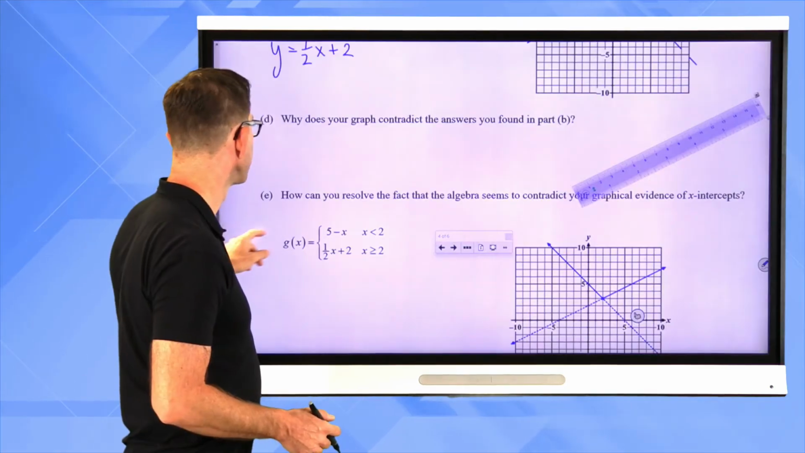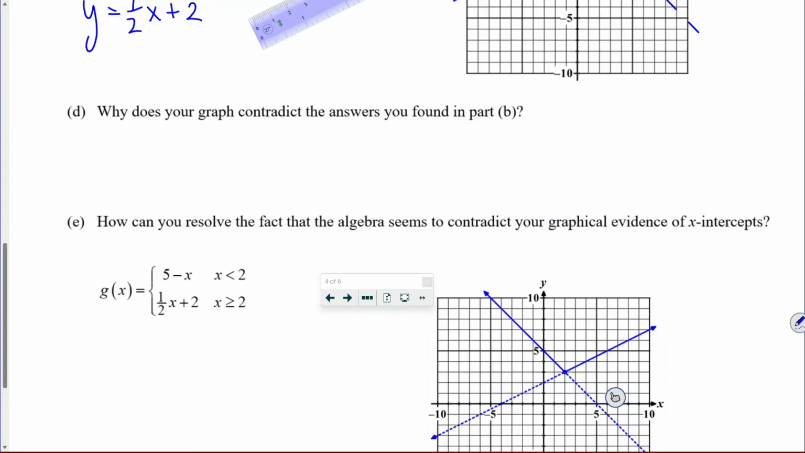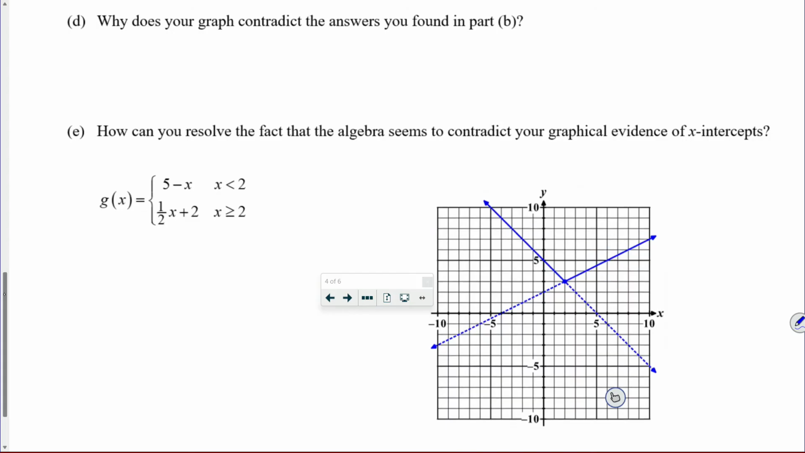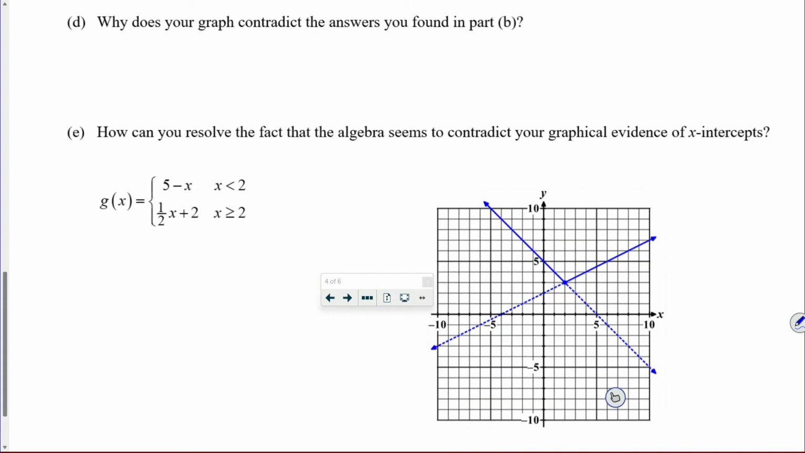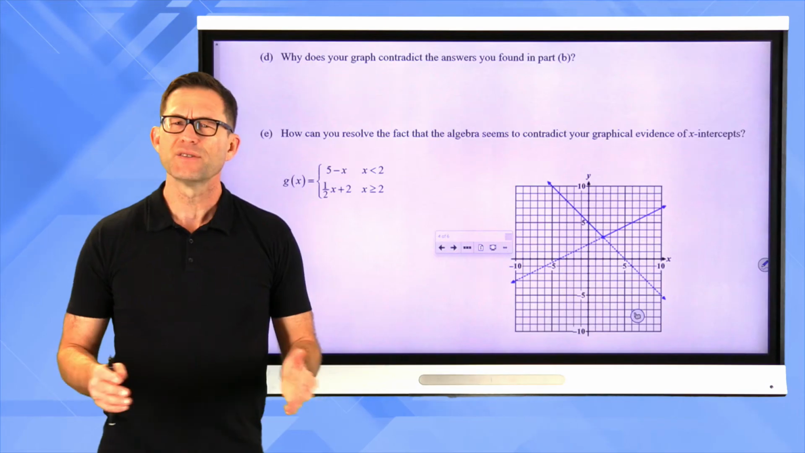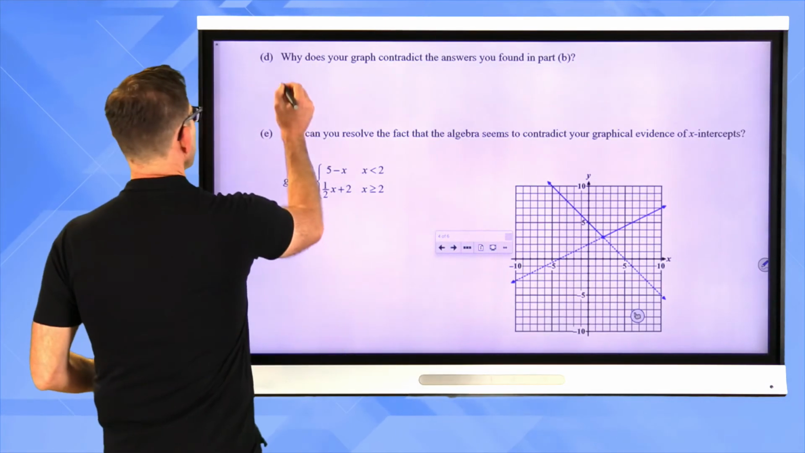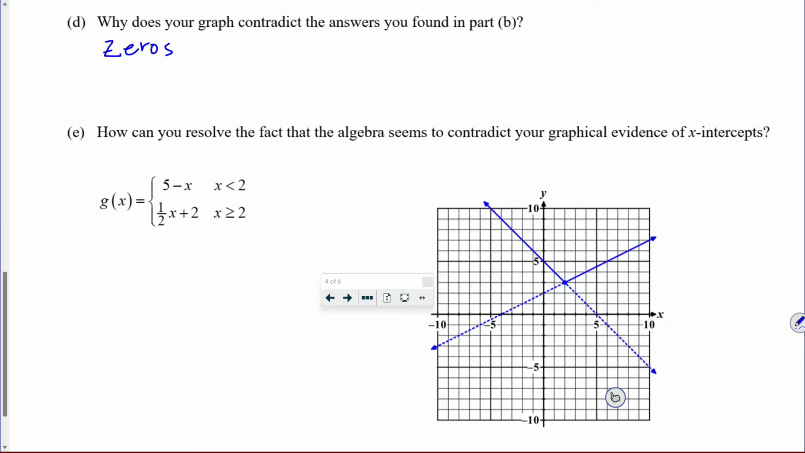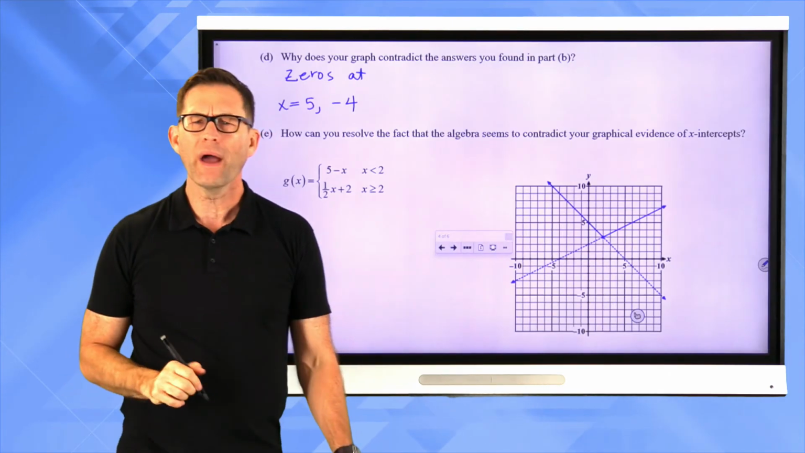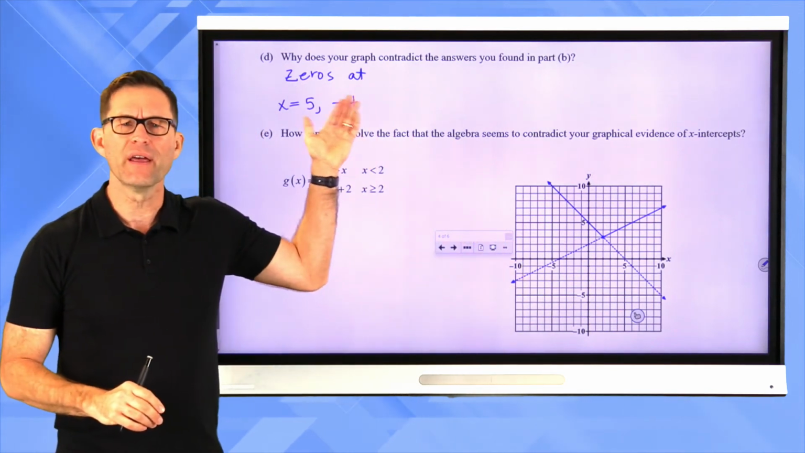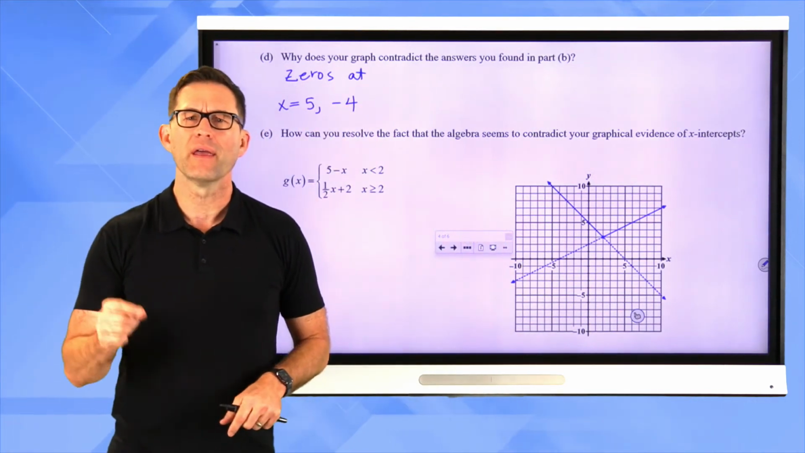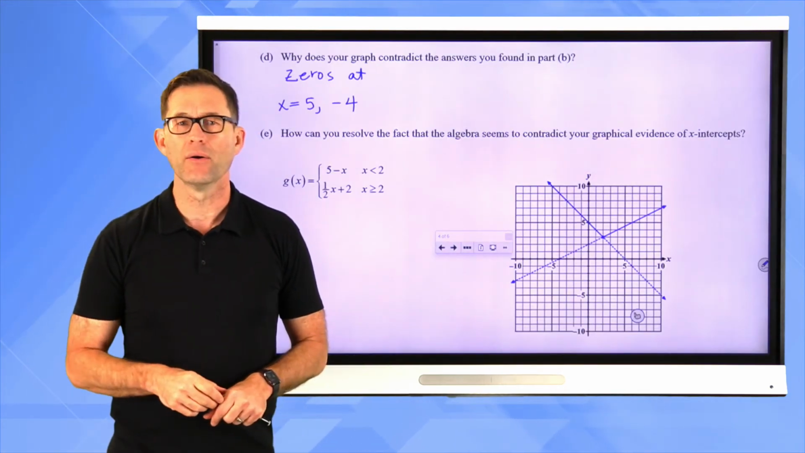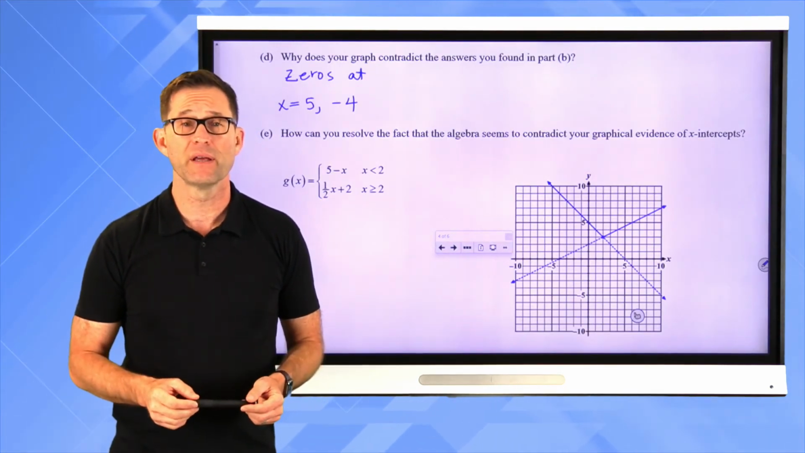Letter D. Let me get this out of the way and actually bring this all the way up to the top. Here's that graph again. Letter D. Why does your graph contradict the answers you found in part B? So in part B, right, we found that we had zeros at x equals 5 and at x equals -4. So why does this graph contradict what we found in part B? Pause the video now and see if you can give me an explanation.